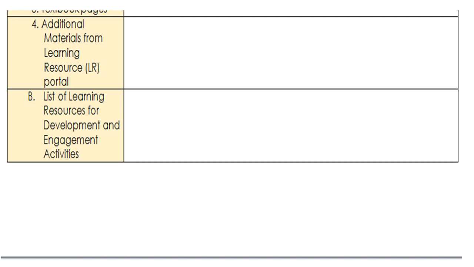Also, the additional materials from the learning resource are the LR portal and the list of learning resources for development and engagement activities. Sa lahat ng references na ginamit natin isilalagay natin dito. Sinubdivide lang siya dito para mas identified natin kung anong resources ba yung ginamit natin.